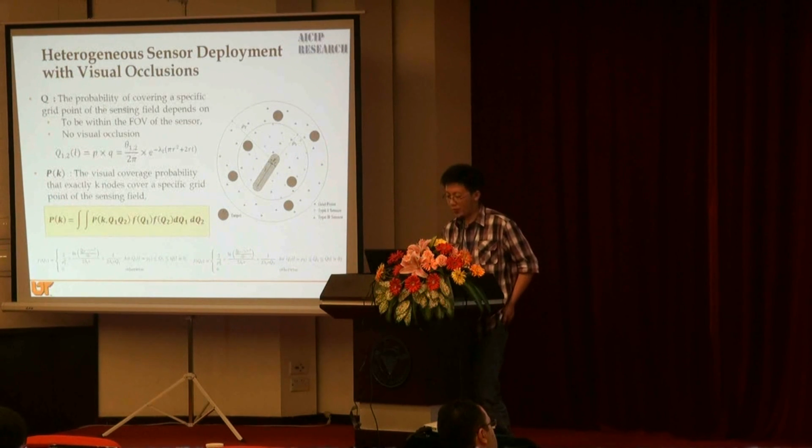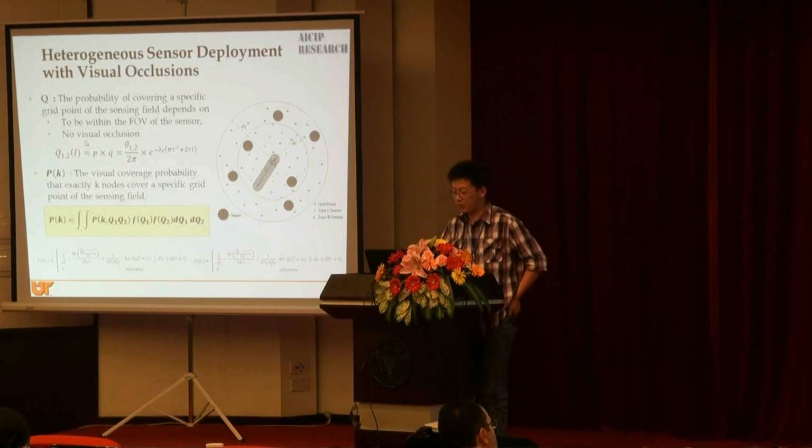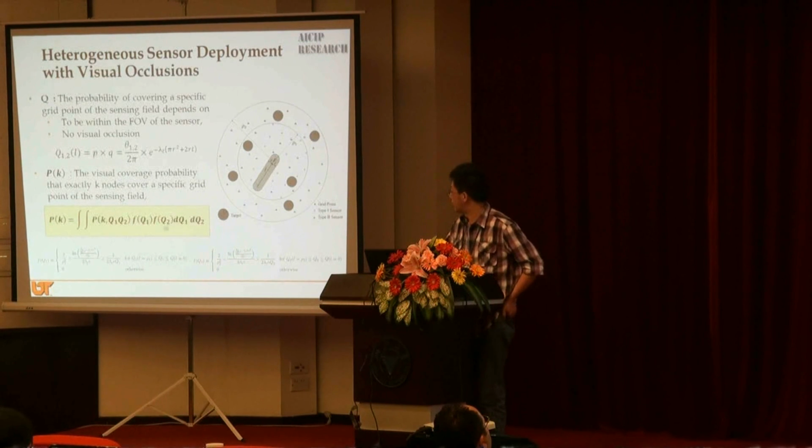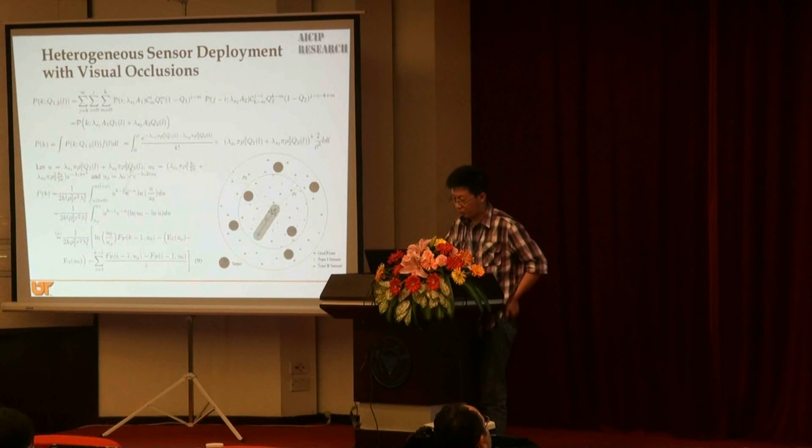To denote the probability of covering a specific grid point of the sensing field depends on the FOV of the sensor, and there should be no virtual occlusion, so we can get true like this. And the PK is the virtual coverage probability that exactly K sensors cover a specific grid point of the sensing field. So we get PK as this equation.